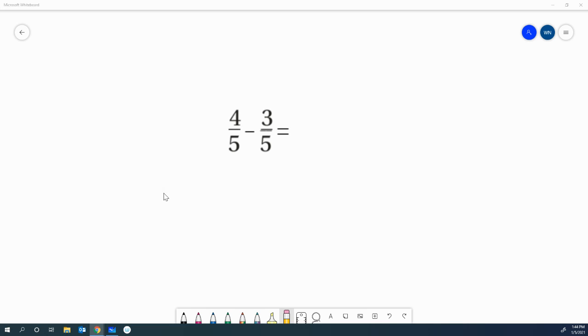In this video, we're going to review how to subtract fractions with like denominators. We're going to start out pretty easy, and then we're going to move into mixed numbers, and finally ones where we're going to have to regroup and rename. So let's start with the easy one.